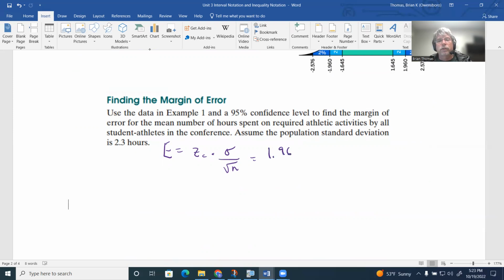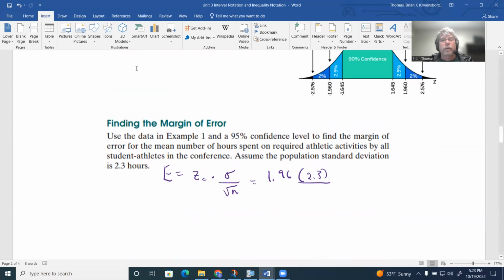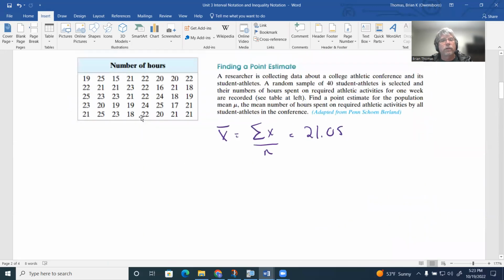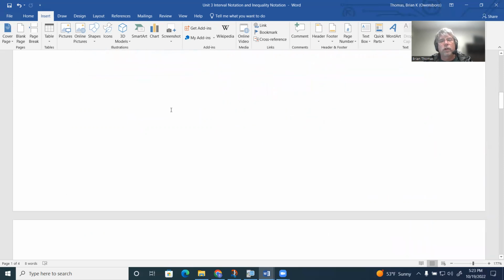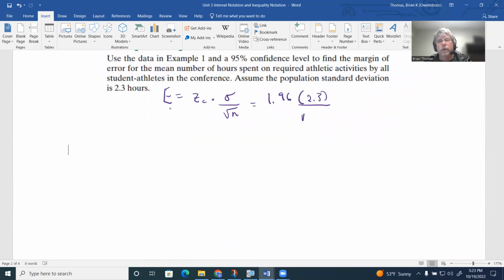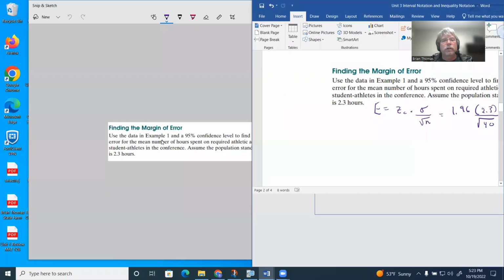Our standard deviation was given to us. That's going to be this 2.3. And we're going to divide by the square root of n. So I think we had 40 in our sample. We had 40 students here. So our sample size is going to be the square root of 40. So if I can slide this over, I can actually find my margin of error.